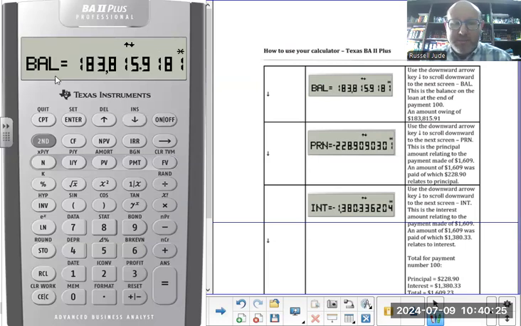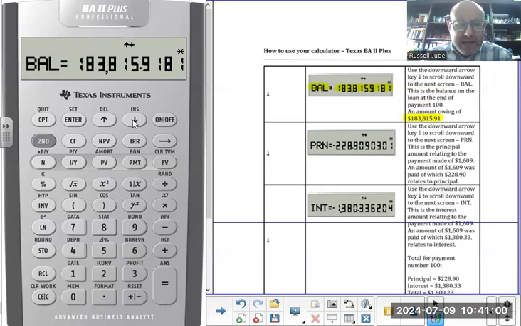And the first answer is BAL, B-A-L. BAL stands for the balance. In other words, after 100 payments, what is still owing on the loan? $183,815, which is a bit scary. You've made 100 payments, and your total balance on the loan has gone from $200,000 to only $183,815. But remember what we said about loans. The early payments on a loan are mainly interest. Very little principal is repaid in the early days.